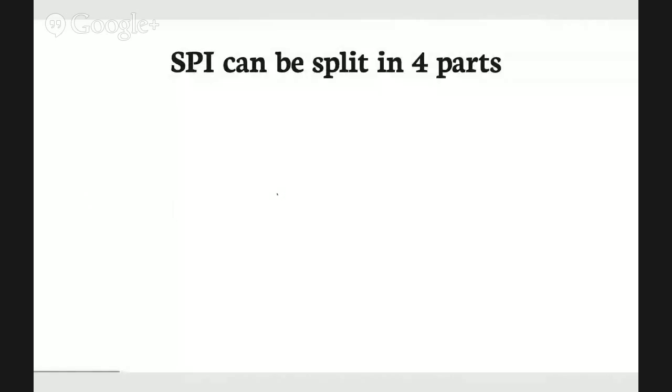CDI SPI can be split in 4 parts. It's a logical split, not a physical one, but I think it's better to understand the SPI with this way of organizing the different parts of the SPI. The first part is related to type metamodel. So it's a way to define type and to manage type. We will dive in it right after that.